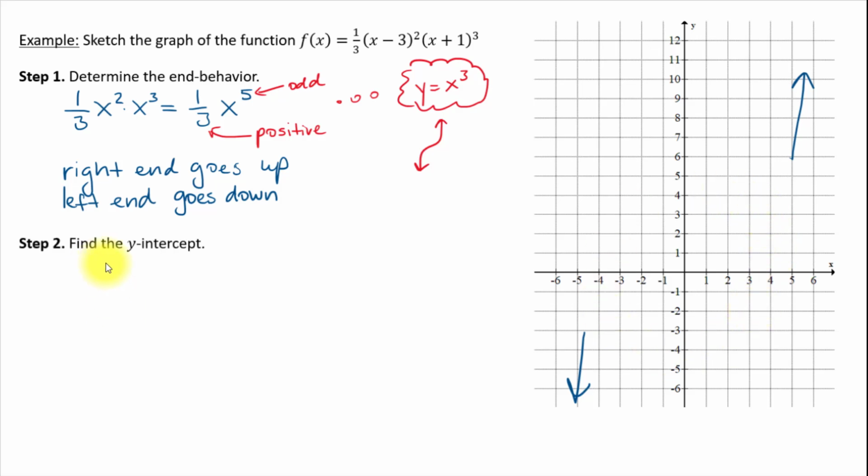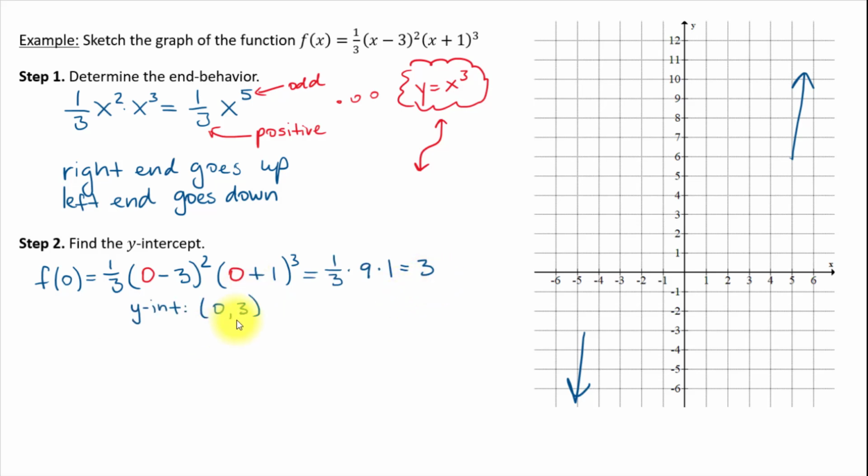In the next step, step 2, we're going to find the y-intercept. Remember, the y-intercept is the place where the graph crosses the y-axis. And since any point on the y-axis has x-coordinate 0, we find the y-intercept by plugging in 0 into the function. In other words, I'll need to find f of 0. I plugged 0 into the function and found that the y-intercept is 3. In other words, it's the point (0, 3). So the graph will cross the y-axis at this point here.